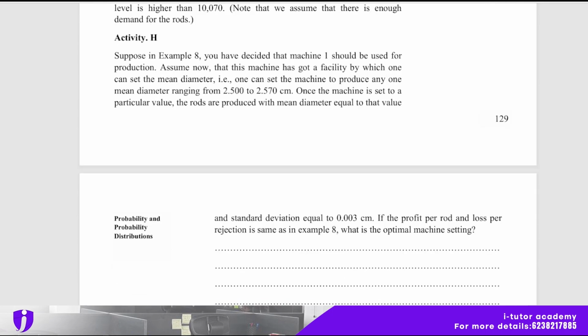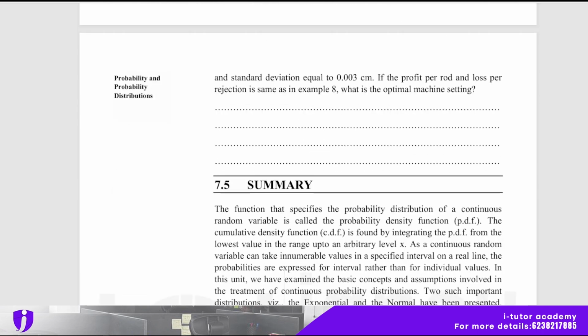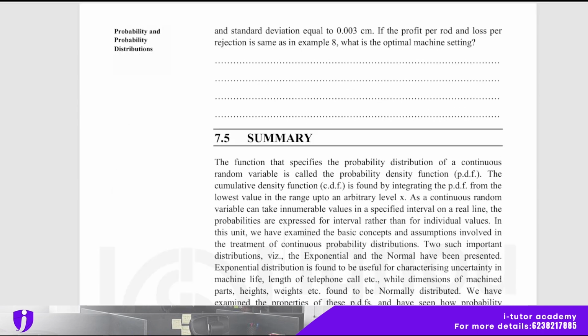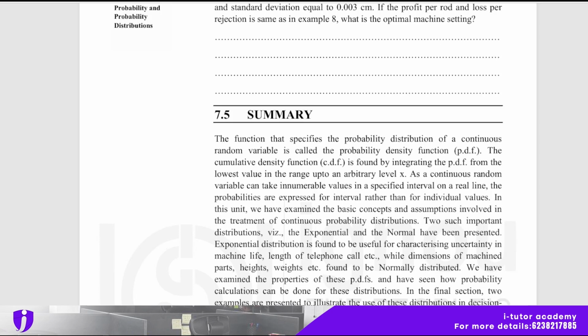And the summary of this unit is here. The function that specifies the probability distribution of a continuous random variable is called the probability density function, that is PDF. The cumulative distribution function, CDF, is found by integrating the PDF from the lowest value in the range up to an arbitrary level x. As a continuous random variable can take innumerable values in a specified interval on a real line, the probabilities are expressed for intervals rather than for individual values.